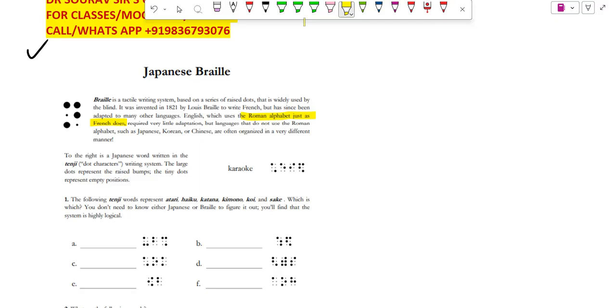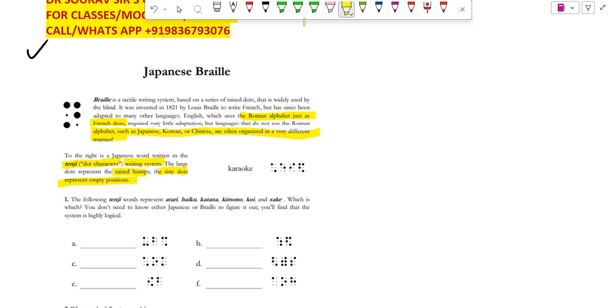Here Louis Braille did a very great job. Now this can be done in alphabets such as Japanese, Roman, Chinese, and everything. To write in Japanese, a word is written in tenji, the dot character writing system. The large dots represent raised bumps and the tiny dots represent empty positions. So, large dots and tiny dots.